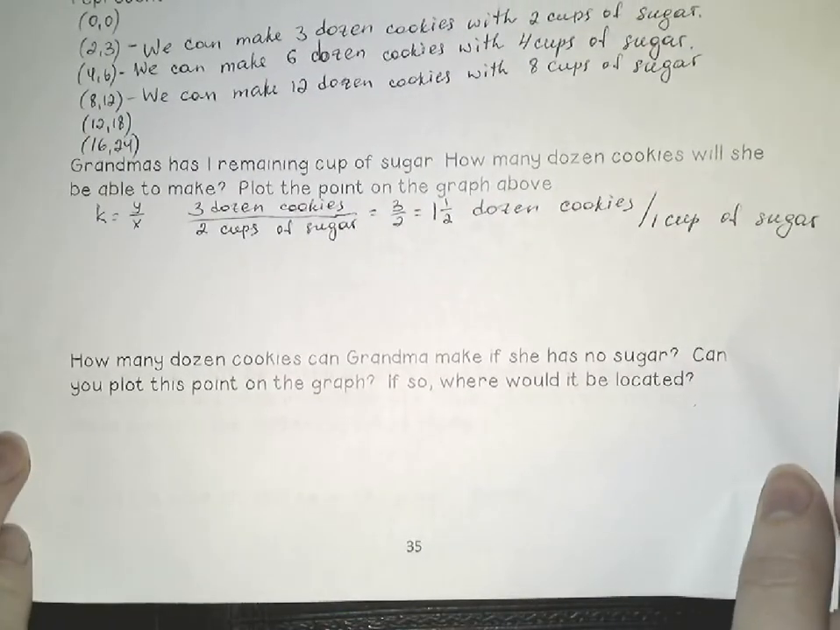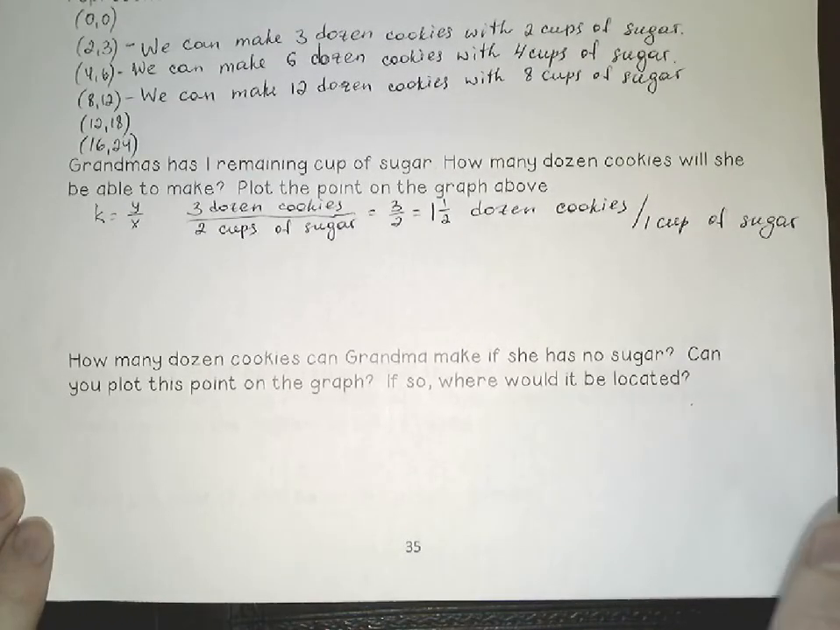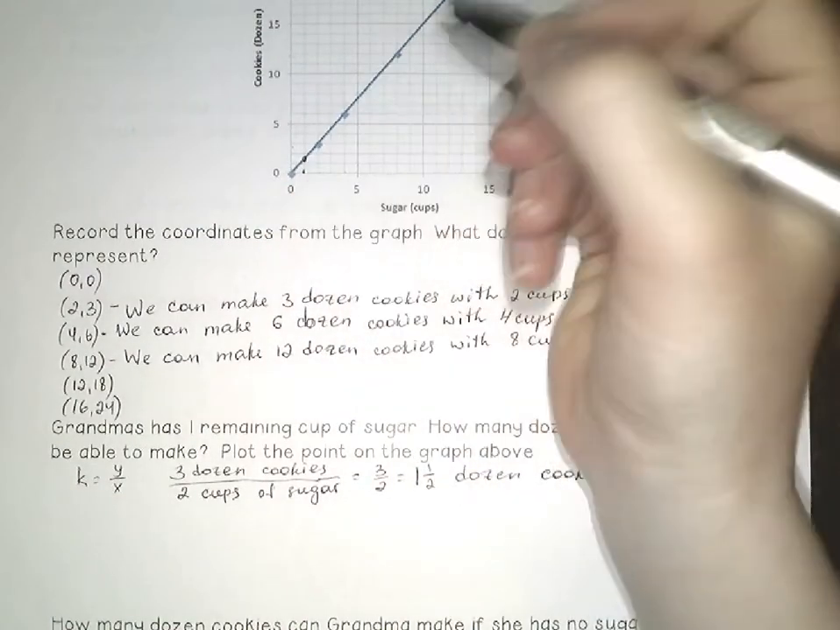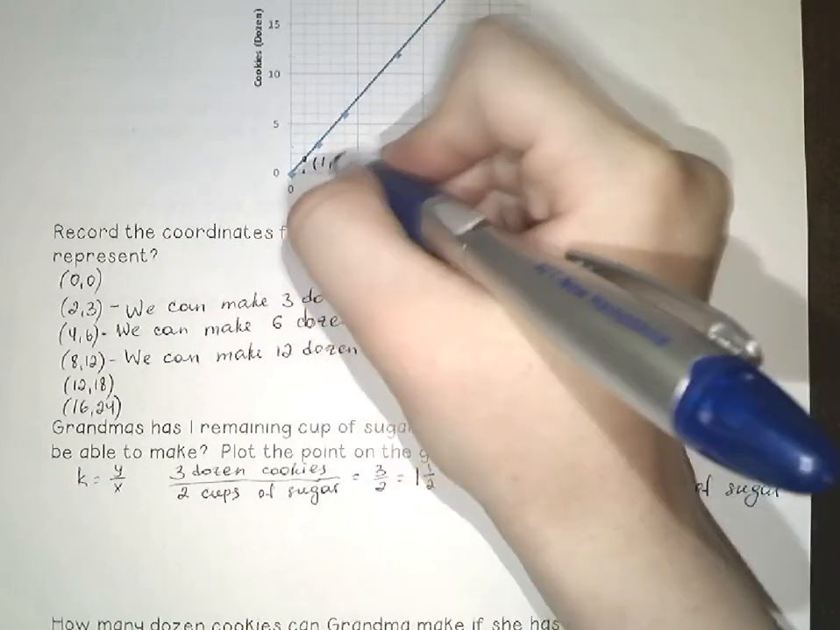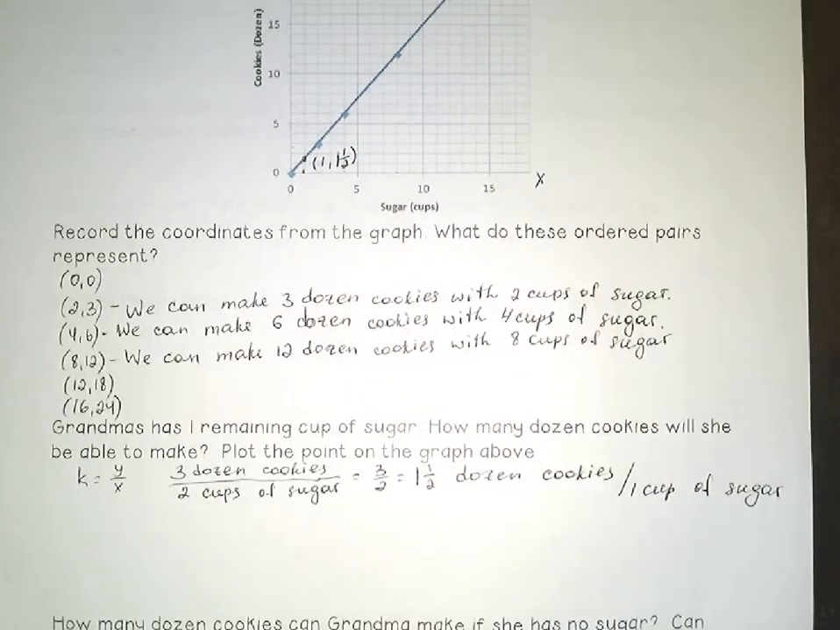Last question here. How many dozen cookies can grandma make if she has no sugar? Can you plot this point on the graph? If so, where would it be located? One thing I forgot to do is right here. This is our point. It's 1, 1.5. Okay, so this is our point right here that shows the unit rate. It shows how many dozen cookies we can make with 1 cup of sugar.